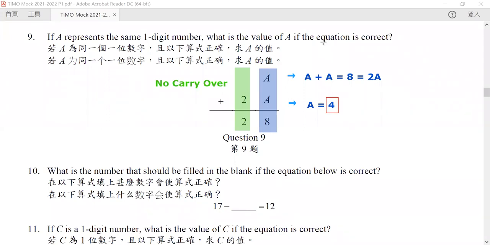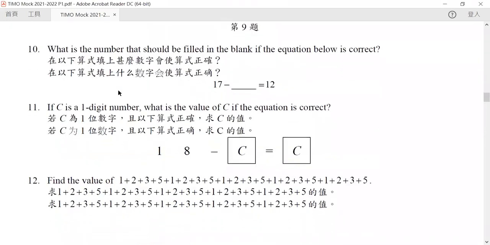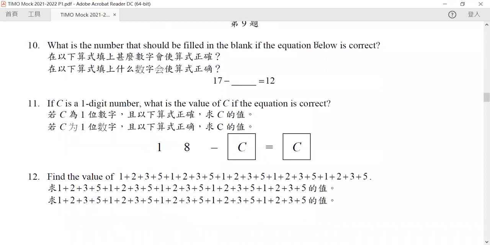So let's go to our question number 10. What is the number that should be filled in the blanks if the equation below is correct?